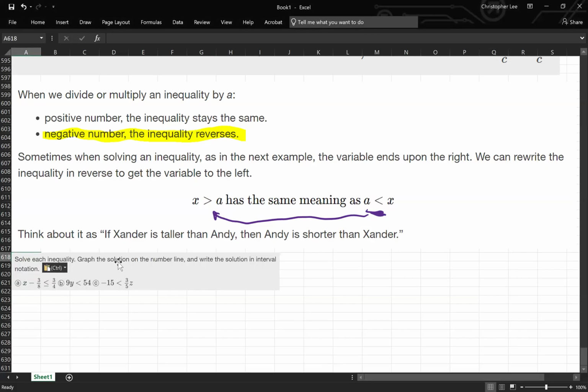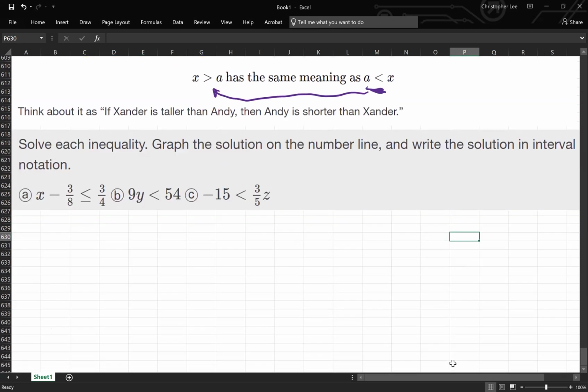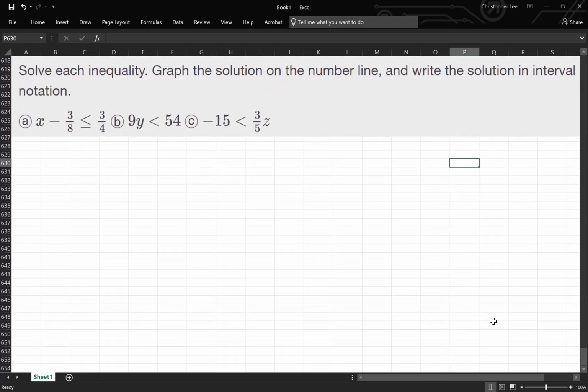All right, let's look at an example. That's enough of the theory. So we want to solve each inequality here. Same thing, right? I want you to graph the solution on a number line, and I want you to write the solution in interval notation. Same thing as what we were doing before, all right? Let me try the first one.